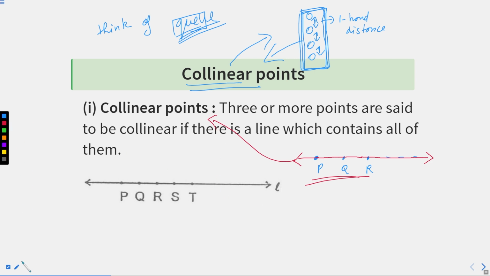Let me give you an example of non-collinear points. Let's say P is here, Q is here, R is here. Now if you try to join all the points using only a single line, you can't. If you join these two points, Q will lie outside. If you join this, then R will lie outside. If you join this, P will lie outside. So these are not collinear points. I hope this is clear.